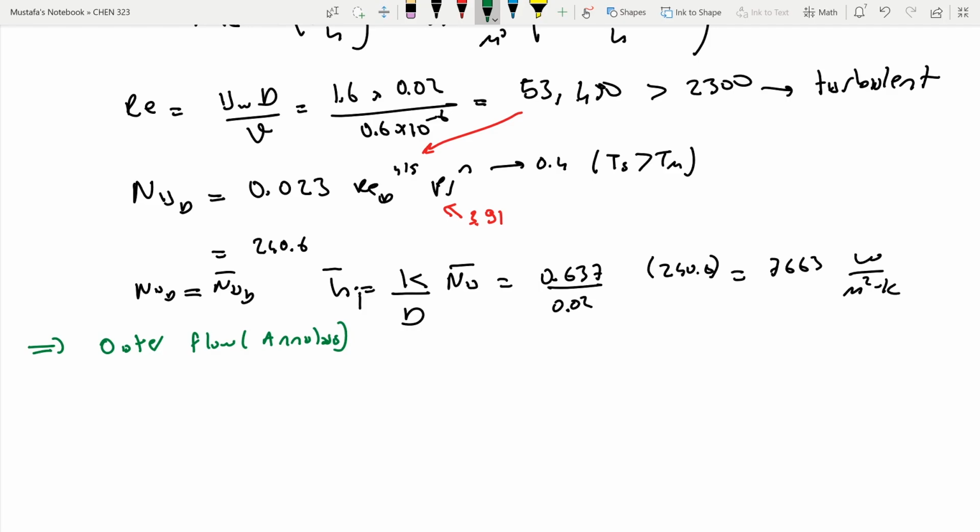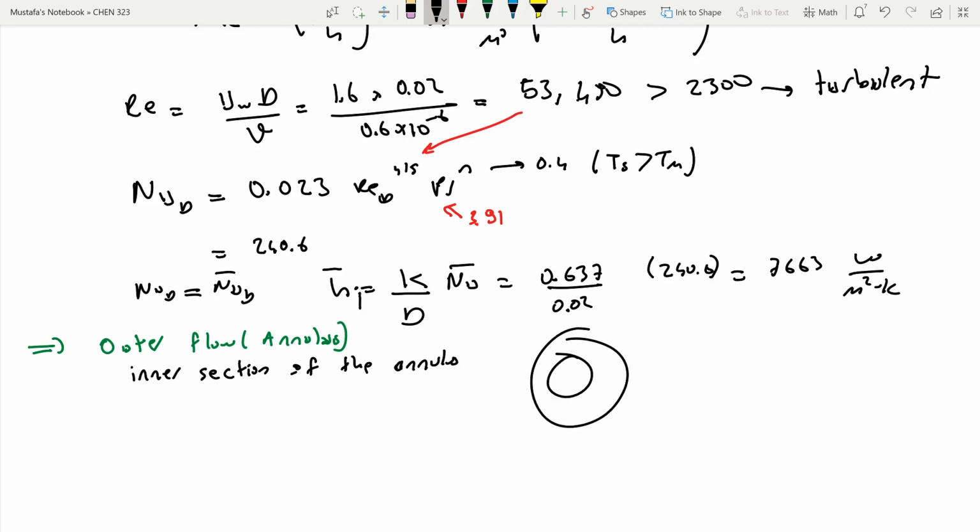So we are interested in basically the inner section of the annulus. So if you just think about this, we calculated H in here, and H out, we are here, this is H out. So this H out is actually the inner part of the annulus. Okay, so this is what we must calculate.